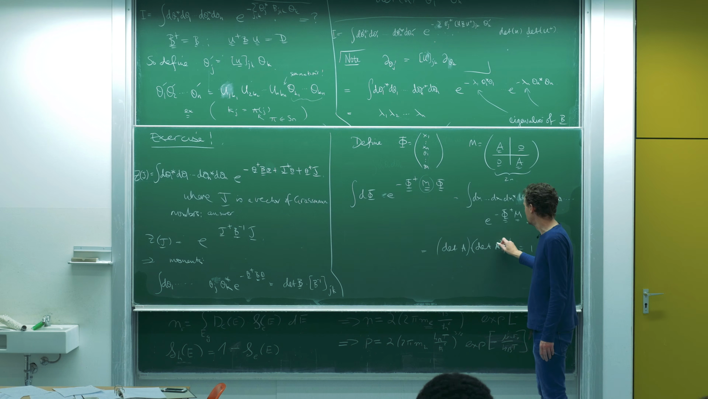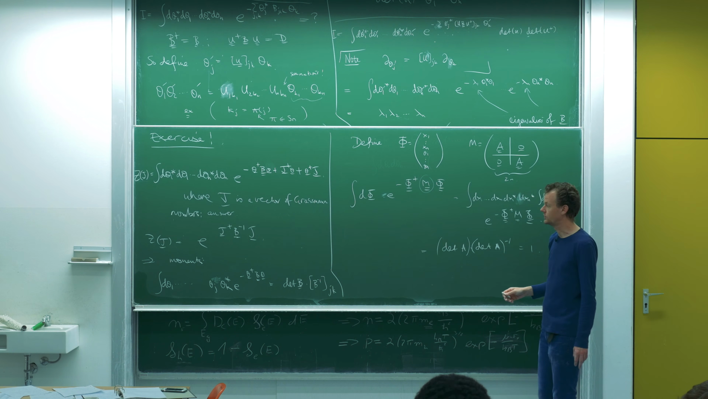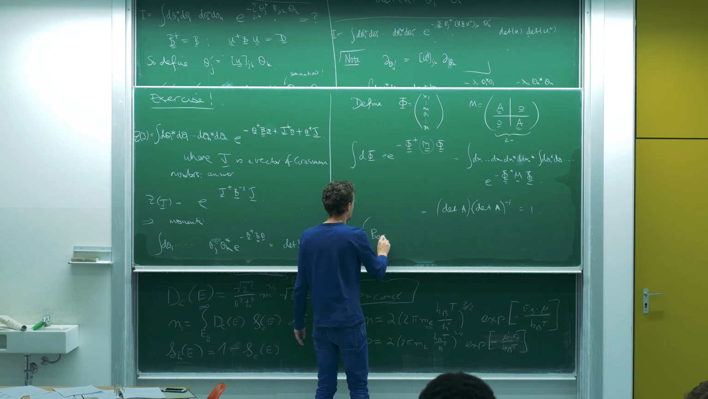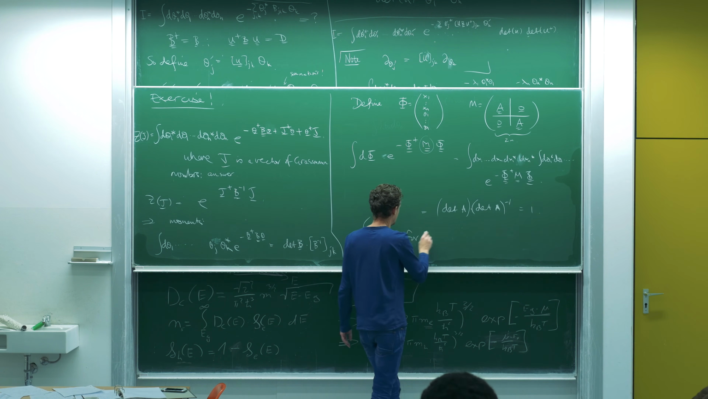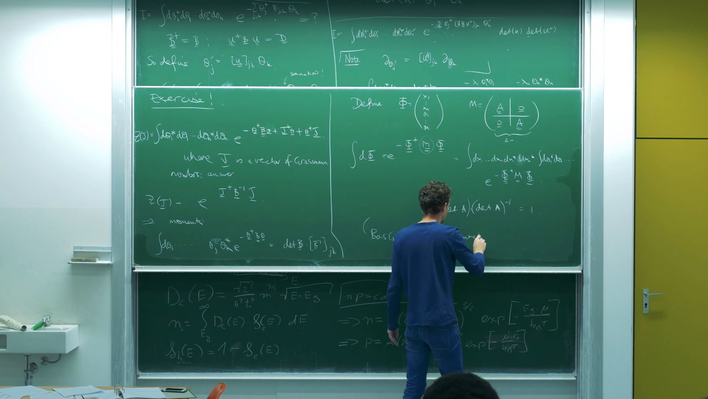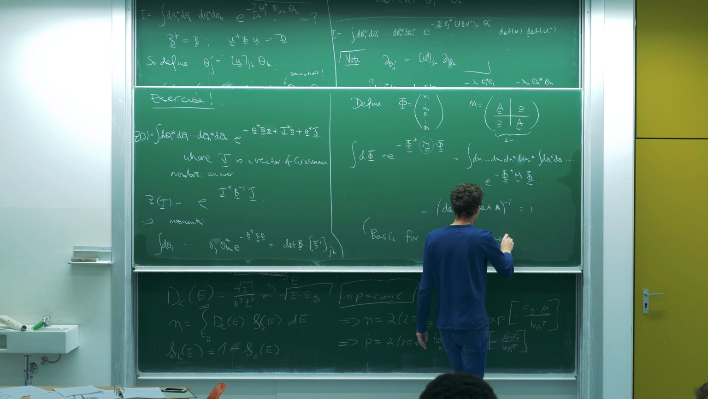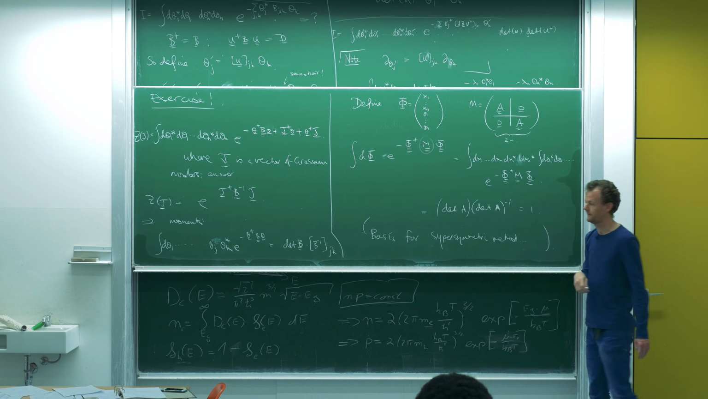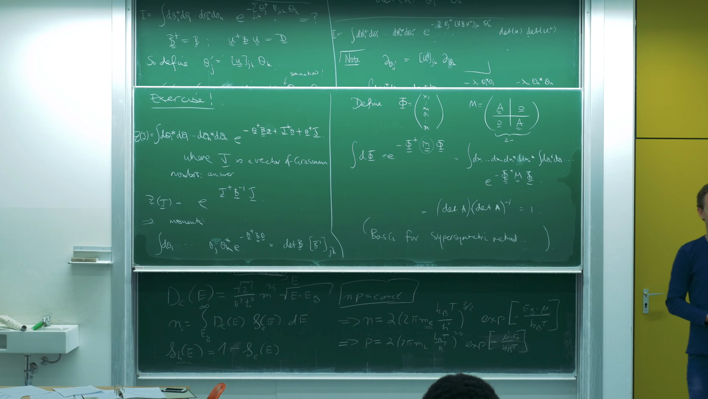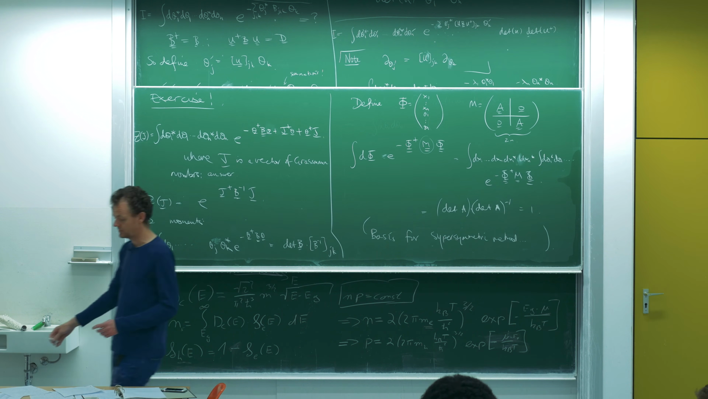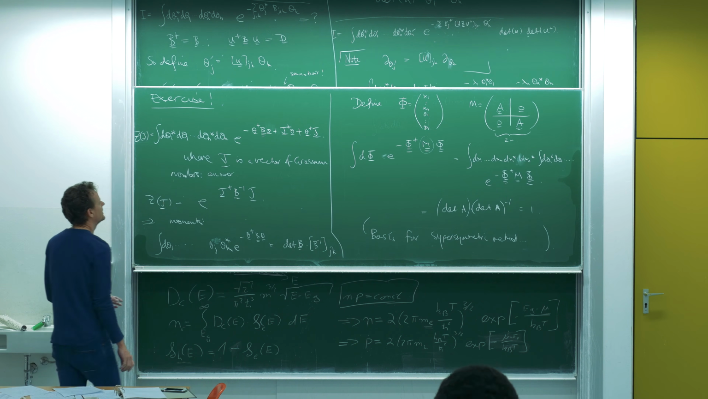And this allows you to do some quite magical tricks when you look at generating functions. But this is a story for another class. This is the basis for something called the supersymmetric method. We're not going to be able to reach that in this course, but it's a fun thing to notice already at this stage.